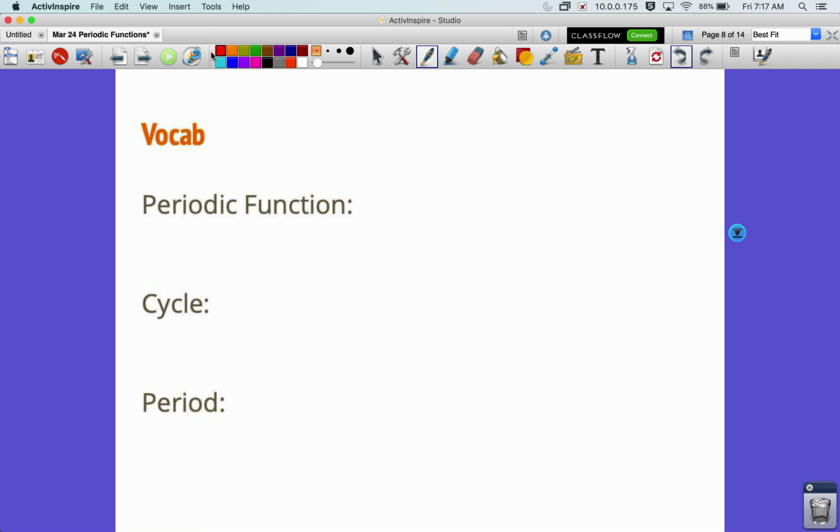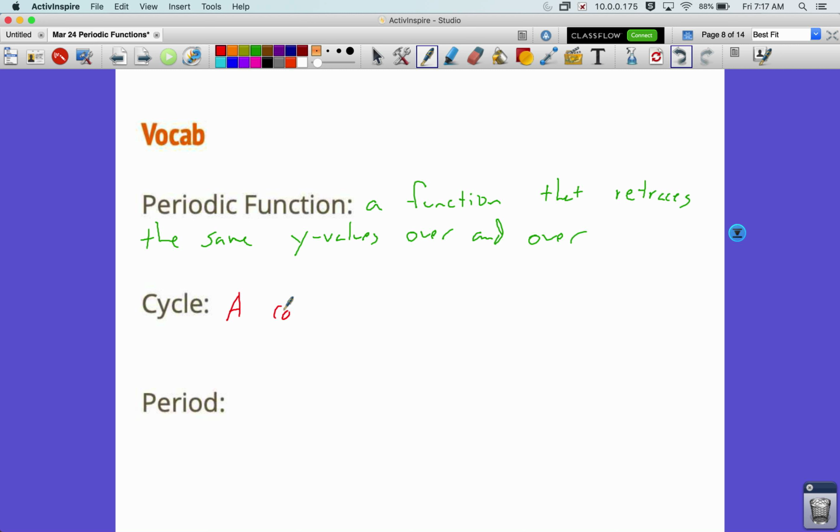So here's some vocab for you. A periodic function is a function that retraces the same y values over and over. One cycle is a complete set of y values that is being repeated.